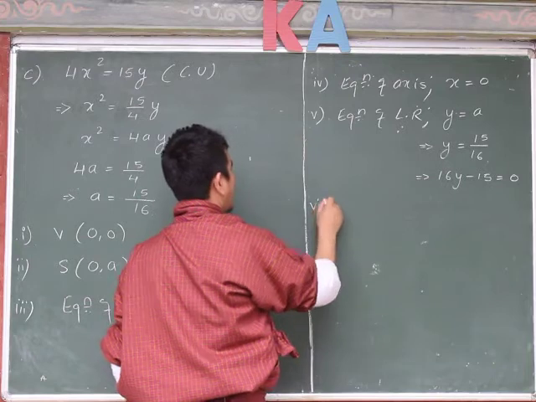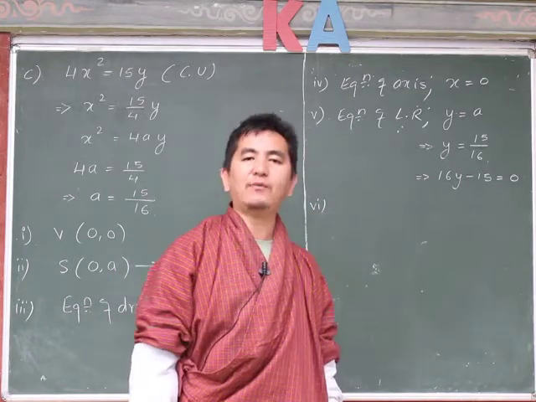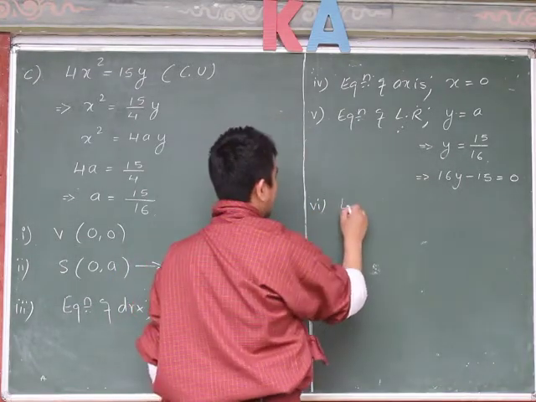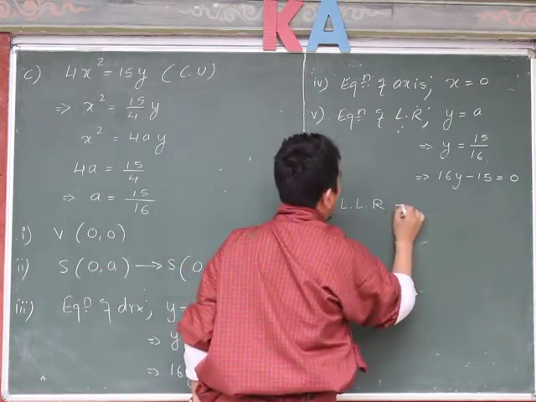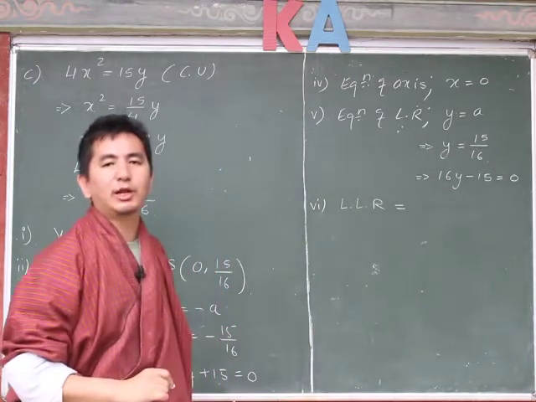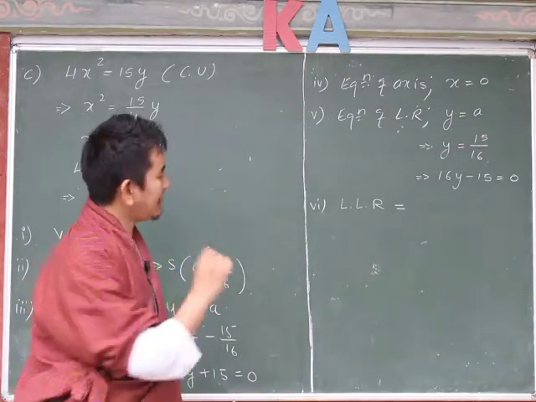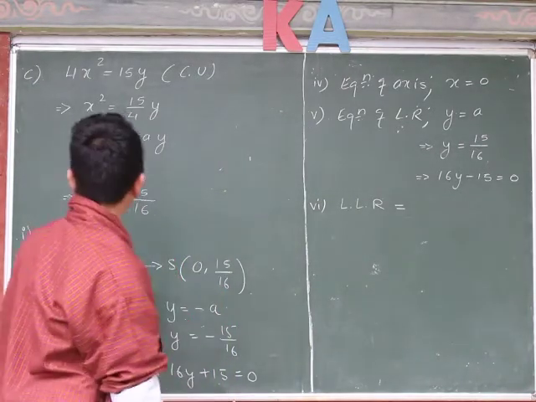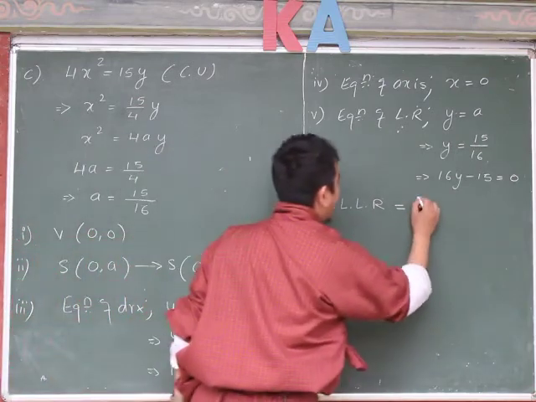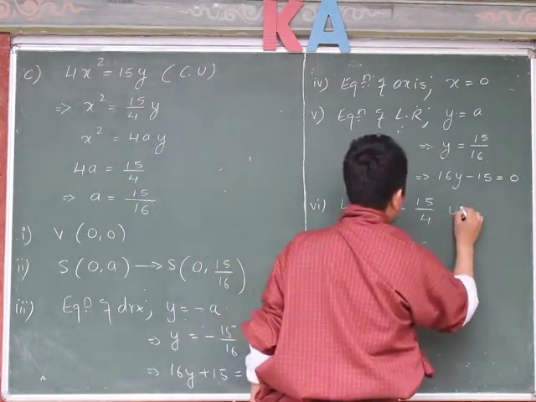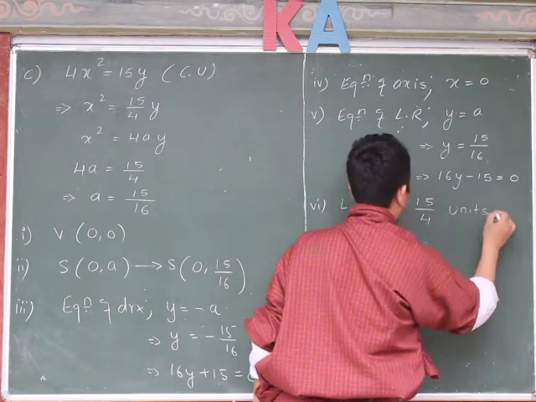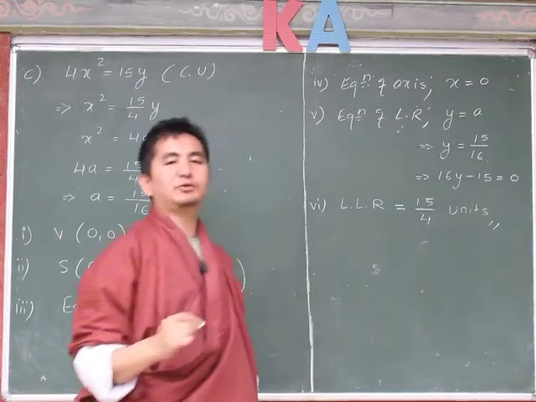Last but not least, now we have the length of latus rectum. What's the length of latus rectum? The length of latus rectum is equal to 4a. What's the 4a value? The 4a value is 15 by 4. Do not forget the units. 15 by 4 units. That's it for today's lesson.